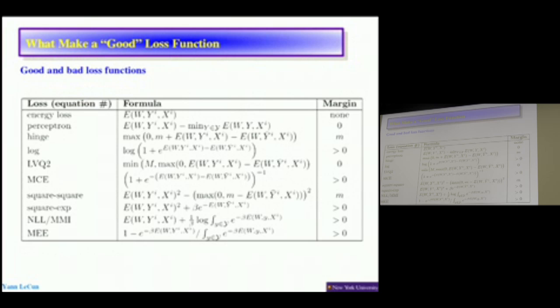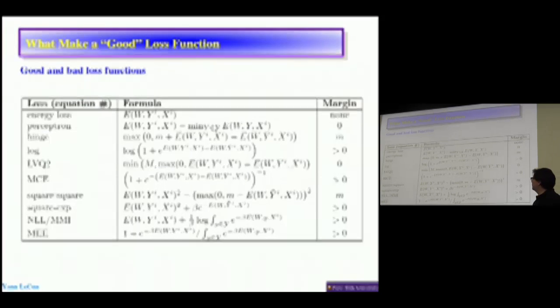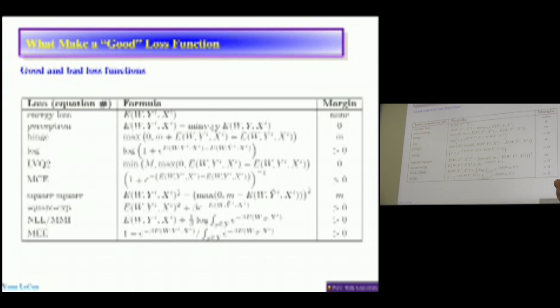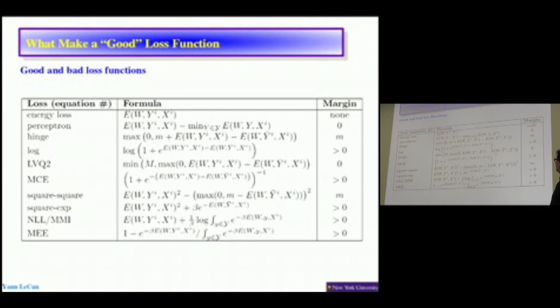So here is a laundry list of loss functions, and whether they actually have a non-zero margin. We already saw that the energy loss, the thing that just pulls down on the blue beads and makes the energy of the correct answer low, does not have a margin. It can result in flat energy surfaces, so it's bad, no margin. The perceptron loss has zero margin, which is bad too. It just happens to work when the energy is linearly parameterized in W, but otherwise it probably doesn't.